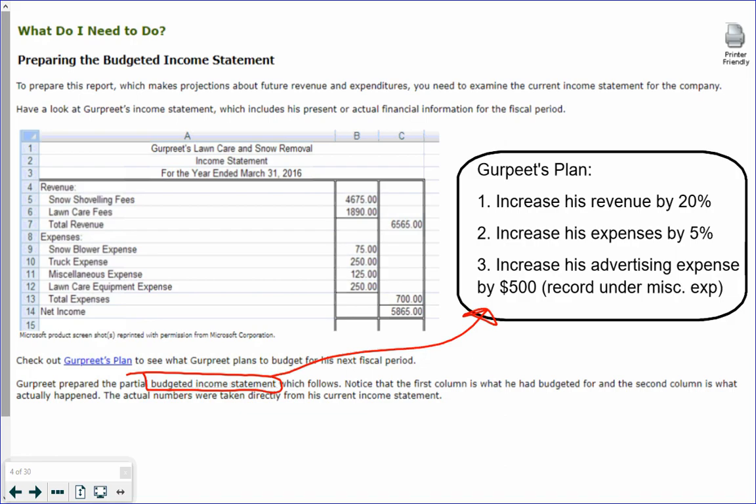And the reason why he's predicting that is because he's going to increase his advertising by $500, and the rest of his expenses he's going to increase by 5%. So in other words, he's going to put some money into his business to try and grow the business. This one for sure, by doing more advertising, he's hoping that will pay off with more jobs. And because he's going to be working harder, his truck expense is going to go up. Like maybe he's going to have to buy more gas. Snowblower, maybe he has to put more into maintenance of it to make sure it doesn't break down, that kind of thing. So what does the form look like?